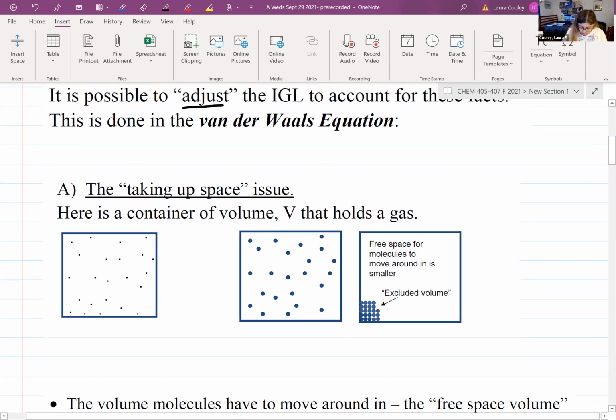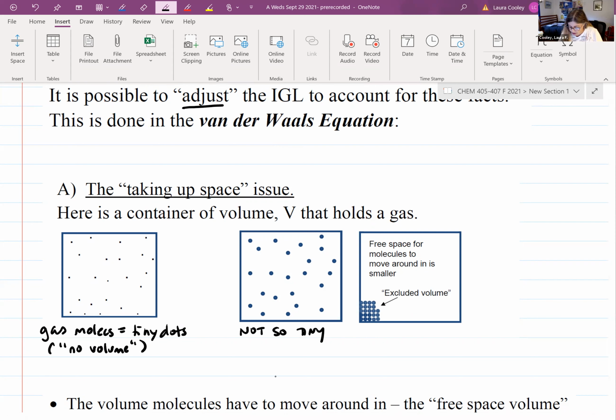So if we have a container with the volume shown, and I've showed the gas molecules as these really tiny dots. This is illustrating that they have, quote, no volume, which of course you can't illustrate, so it has a tiny dot. But what happens if now we make the dots not so tiny? We can represent a gas molecule as having an actual volume. So you can picture in your head that the fact that the molecules have some volume means that gas molecules in that container do not have as much free space to move around.